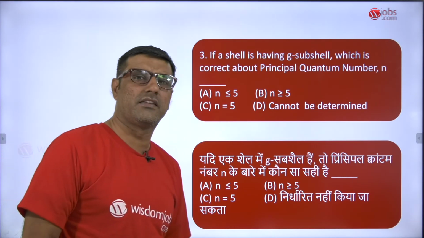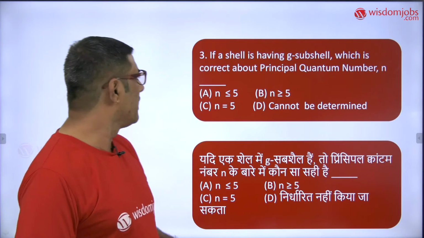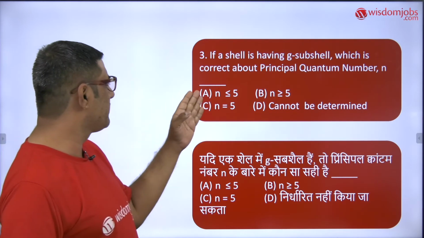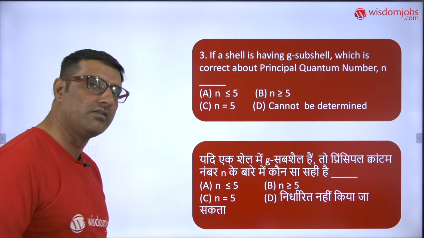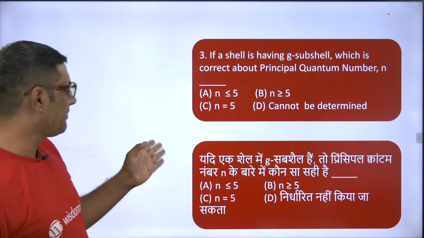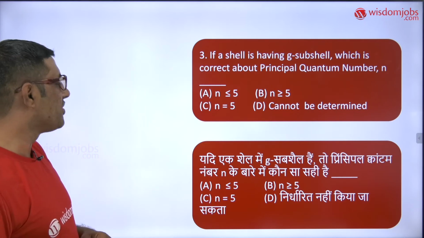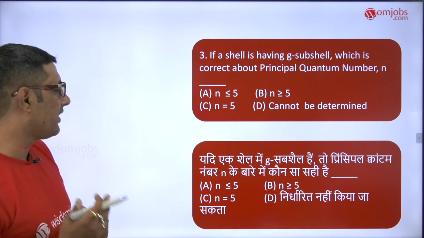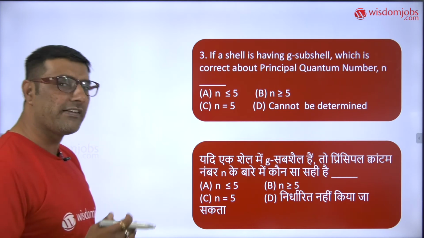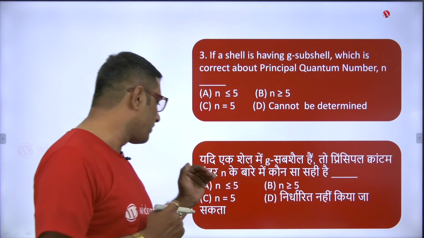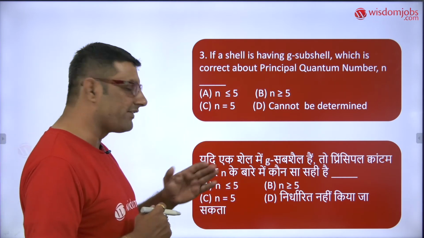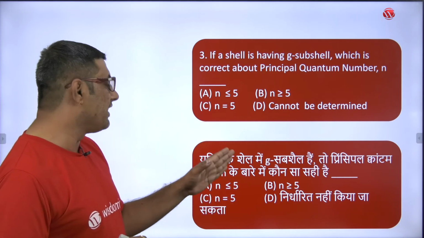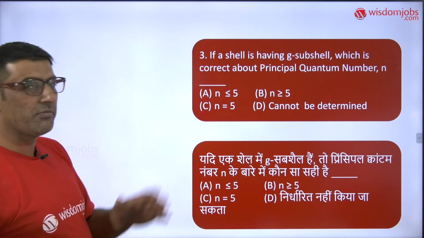Next, the question for this video is: if a shell is having a g subshell, which is correct about the principal quantum number n? Now let me read out the Hindi version. यदि एक शेल में G सबशेल है तो प्रिंसिपल क्वांटम नंबर n के बारे में कौन सा सही उत्तर होगा? The options are n less than or equal to 5, n greater than or equal to 5, n equals 5, and cannot be determined.